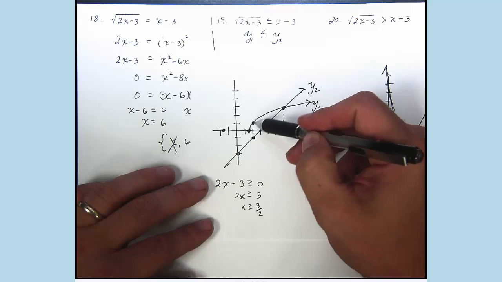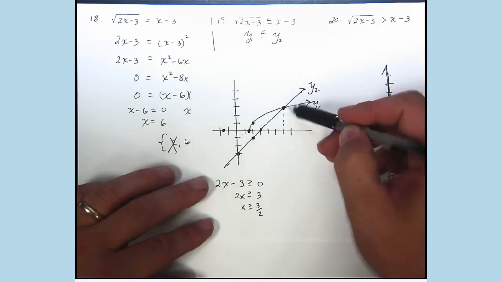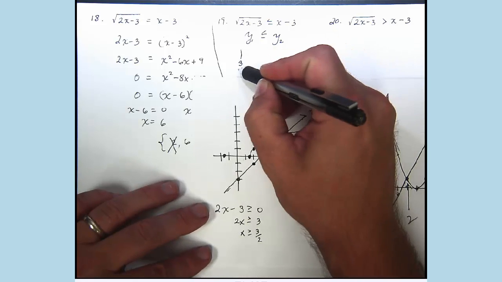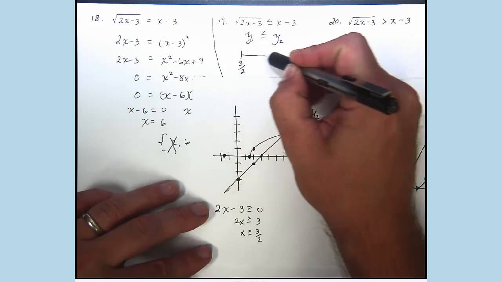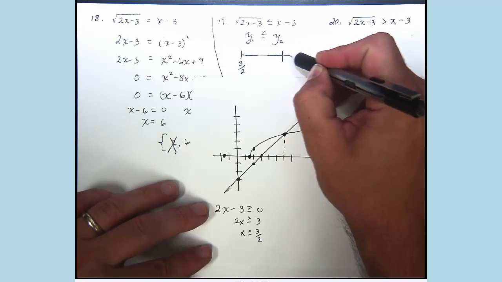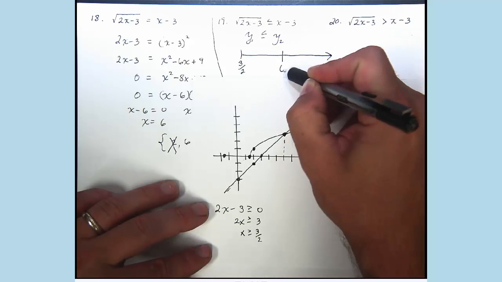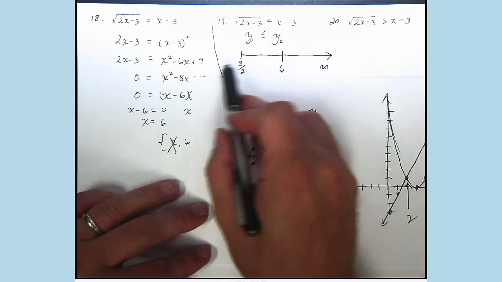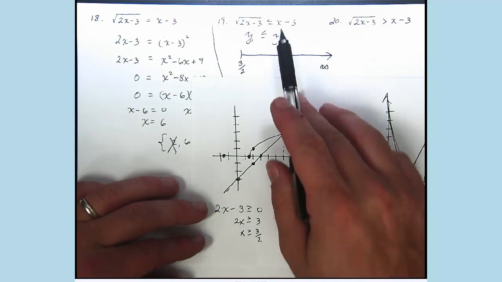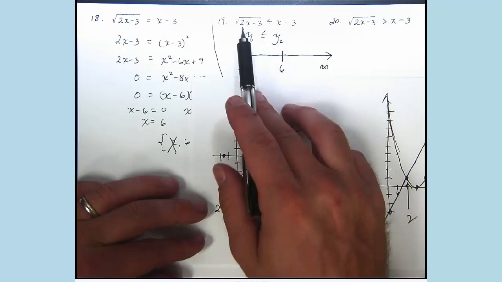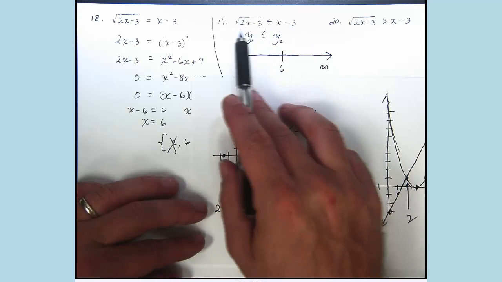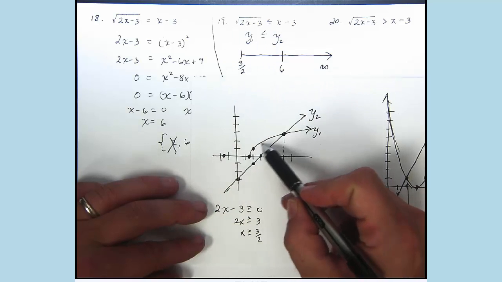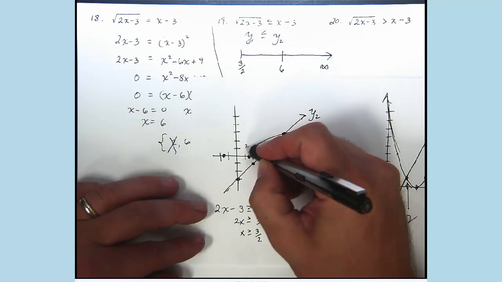This graph begins at 3/2. So on your number line, you have 3/2, you have 6, and you have infinity. And this will be true either in here or out there. It can't be true before 3/2 because x minus 3 can't be bigger than something that doesn't exist. And where does this graph begin? This graph begins at 3/2, right?